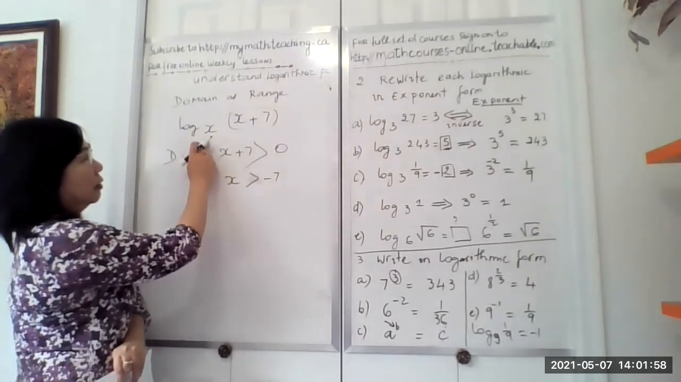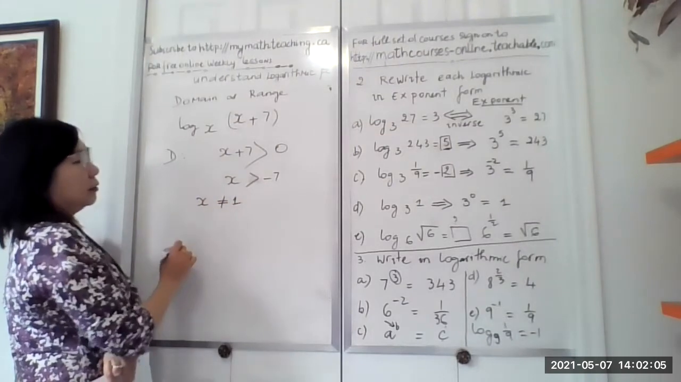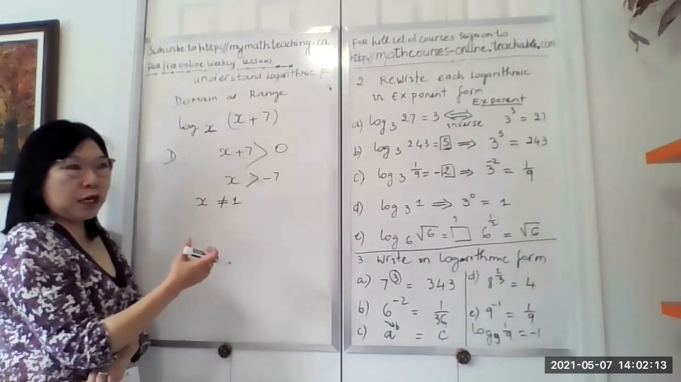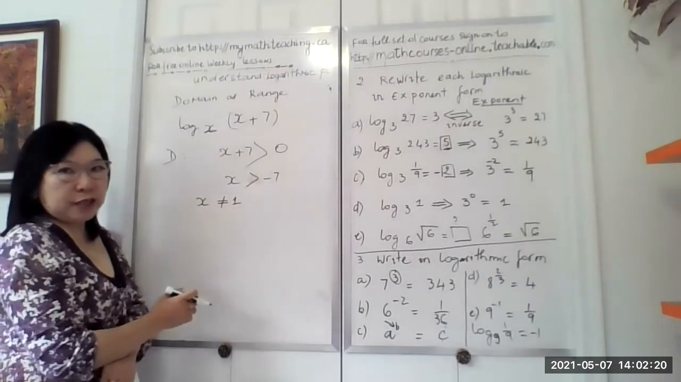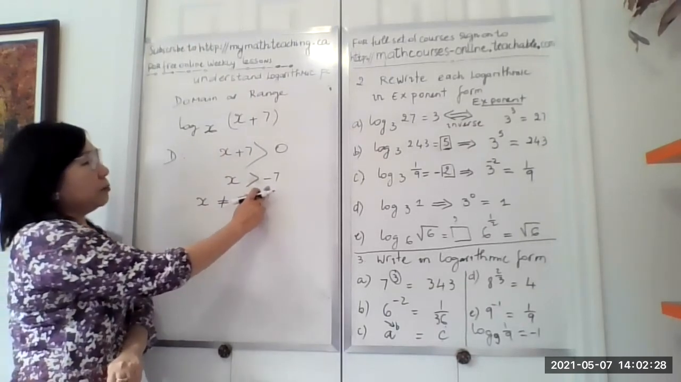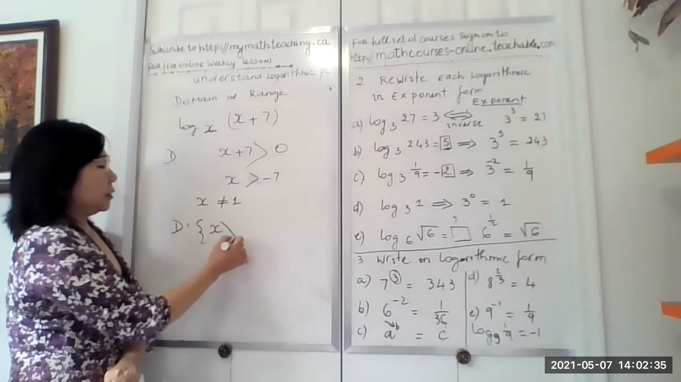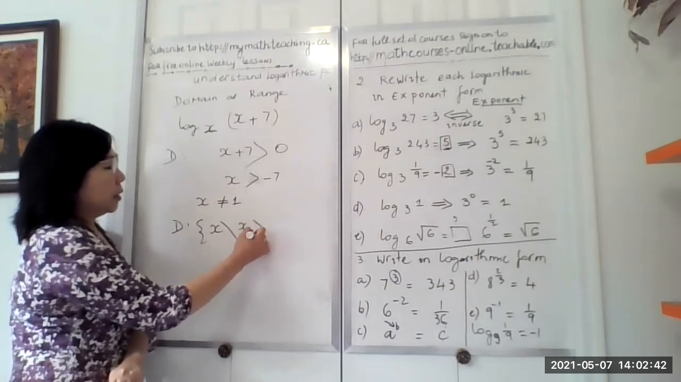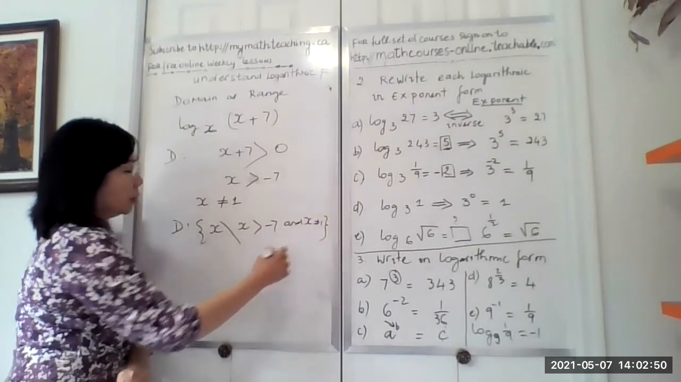And the base here has to be different from 1. That's another condition. When you have a base, remember the exponent, again, the exponent will have any base different from number 1, because 1 to any power is just the same as 1. So therefore, for the log, the base x here has to be different from 1, and x has to be bigger than minus 7 in this case. And so you will state the domain is a set of x such that x is bigger than minus 7 and x different from 1. So that's how you state that.